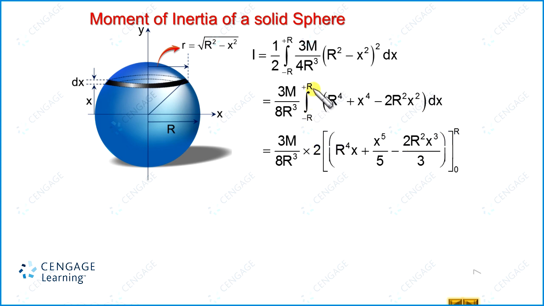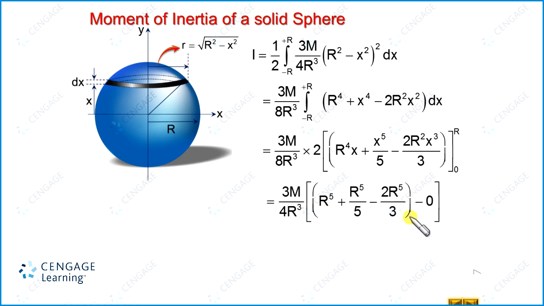This is minus R to plus R, so here we can write 2 multiplied by 0 to capital R. So this is the limit of integration. Now we can substitute the value of the limit here and simplify to get the final relation. Here R cubed will get cancelled by R to the power 5, so R squared will remain in the numerator. The final relation should be equal to 2 by 5 M R squared. So this is the moment of inertia of the solid sphere.